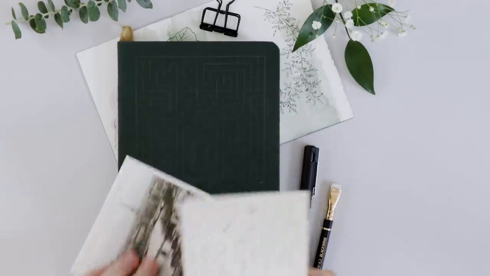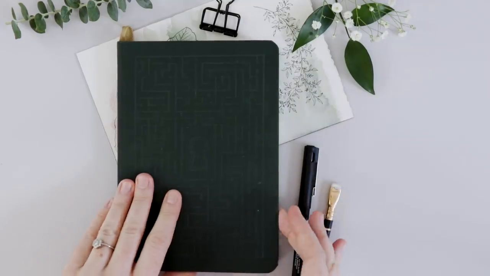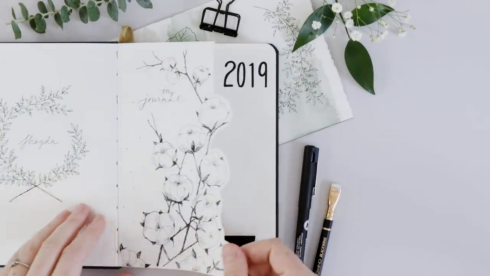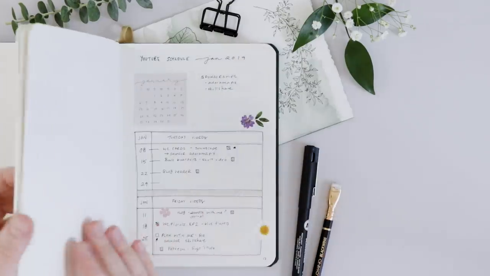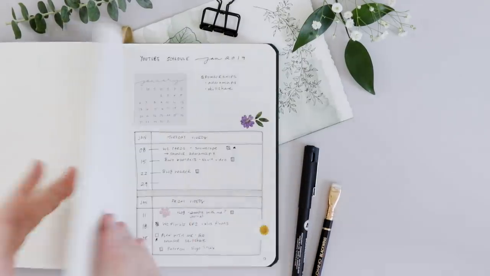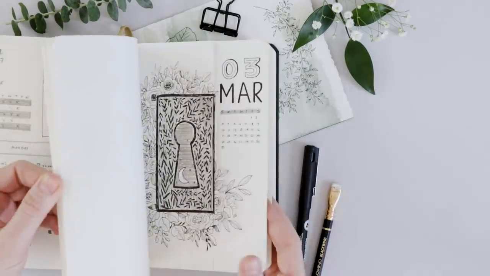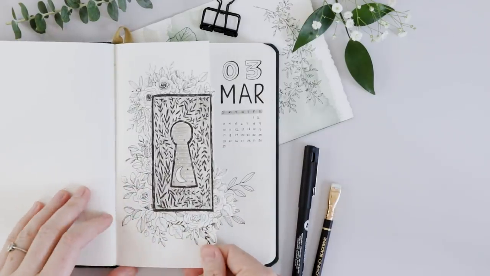All right, I'm gonna get started. Now I am using a Baron Fig journal. I just love the way the pen doesn't bleed through the pages. And for 2019, I've done a lot of cutout or window pages. I'm very big on sort of minimal botanicals. That's the March cover page.